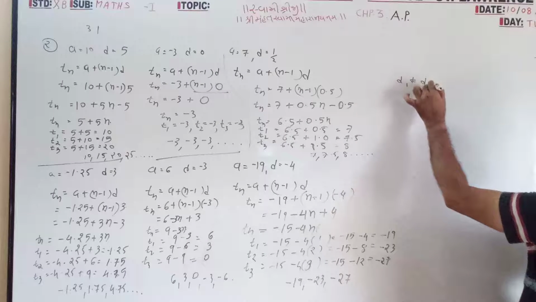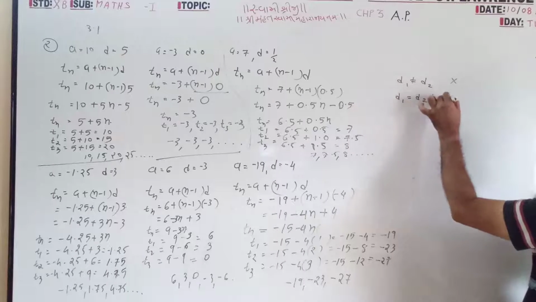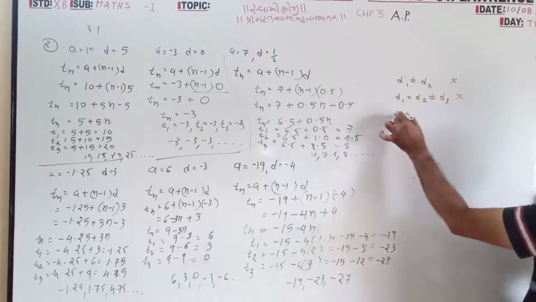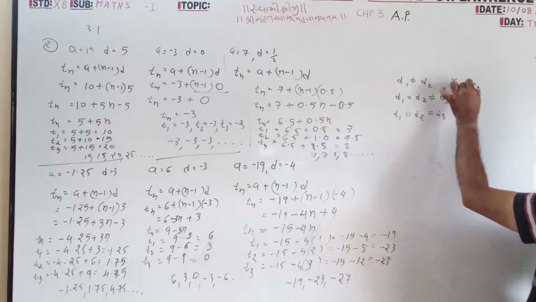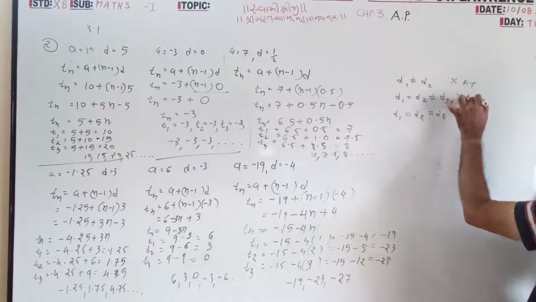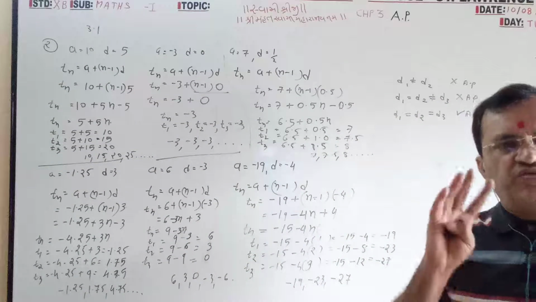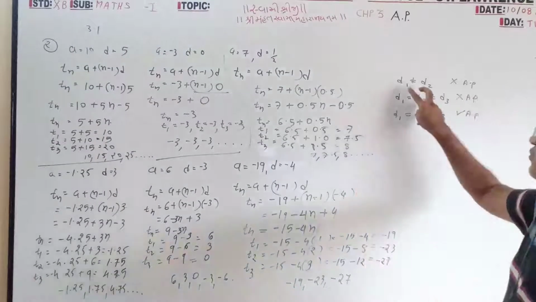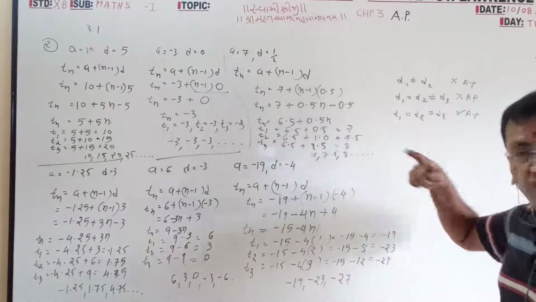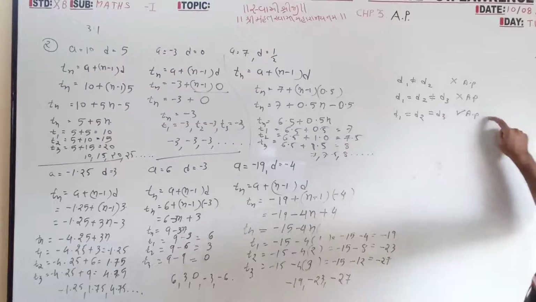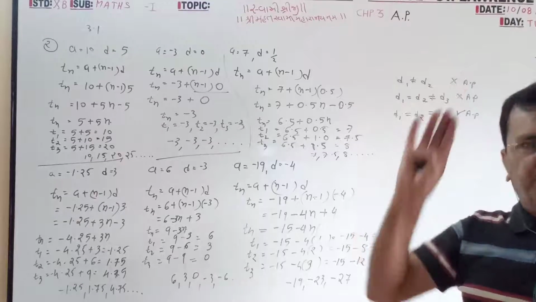Follow? So what we have learned today: if D1 is not D2, it is not a series. D1 is equal to D2, not equal to D3, not a series. D1 equal to D2 equal to D3, it is AP. When you find D1, D2, D3, you will find three options. First one not equal, simply write not. First one equal, third one is not, simply write no. If all three are equal, only then write it is AP. That's it. That is topic number 1.